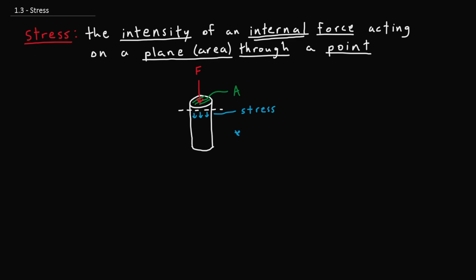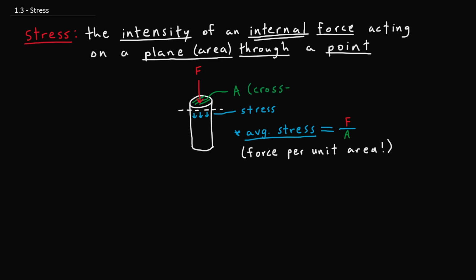And now the average stress from a force is generally defined as simply force per unit area, which is just mathematically force F divided by area A. So that is practically the average stress throughout this rod. So again, remember force per unit area. And also remember that this area is the cross-sectional area of the material of interest.